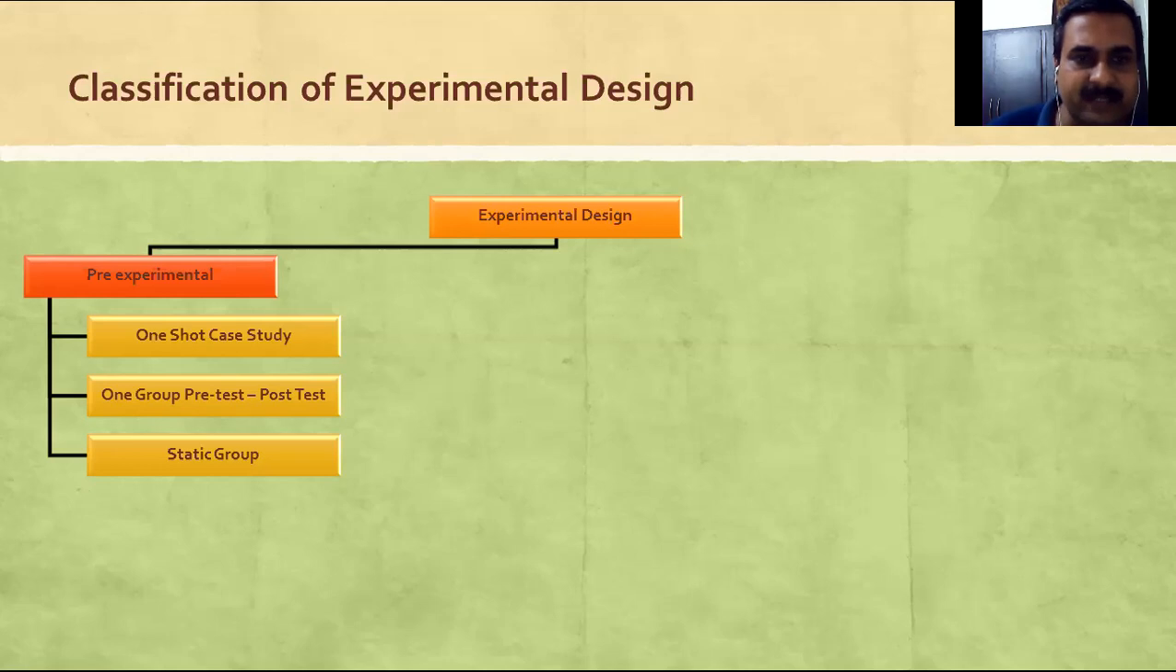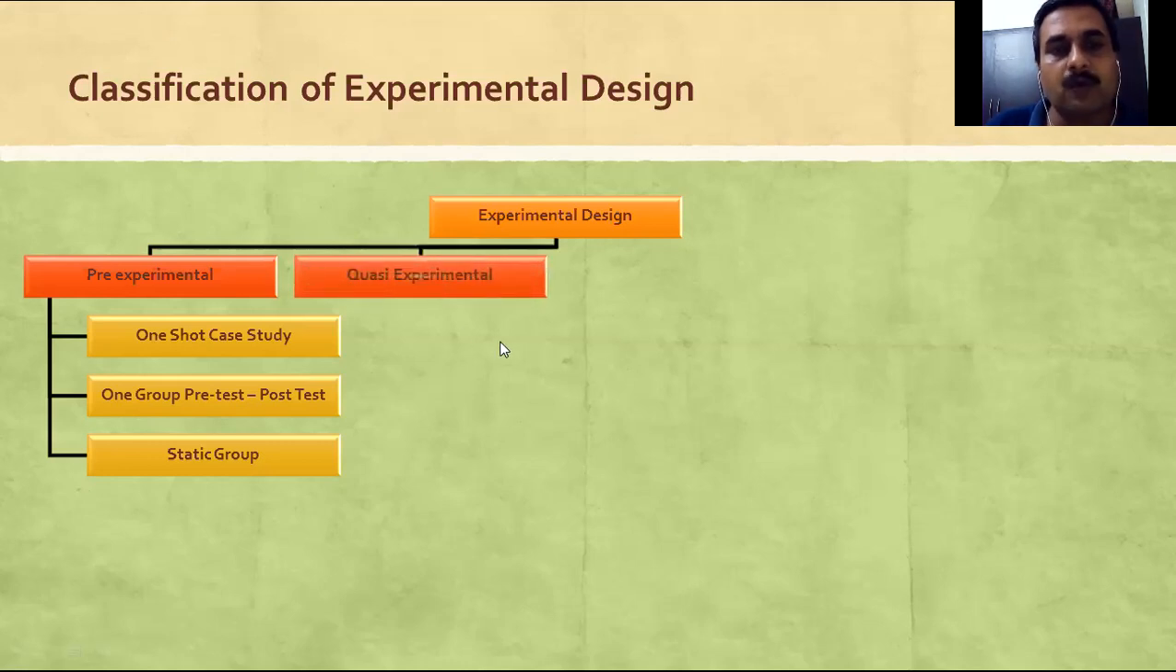We'll cover this in detail in later slides, but try to understand that no random selection is going to be made in these three types. That's why it is loosely structured, and whatever results this pre-experimental research design gives are very vague in nature, and that is not going to be the appropriate one. So let's move to the next type.